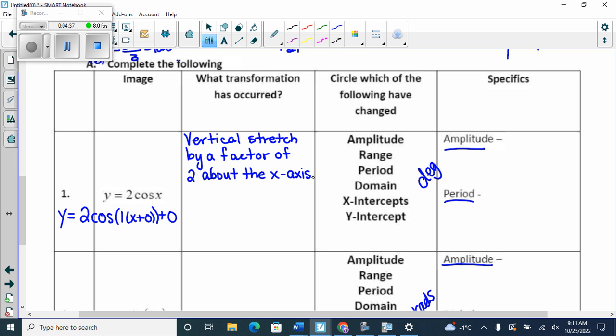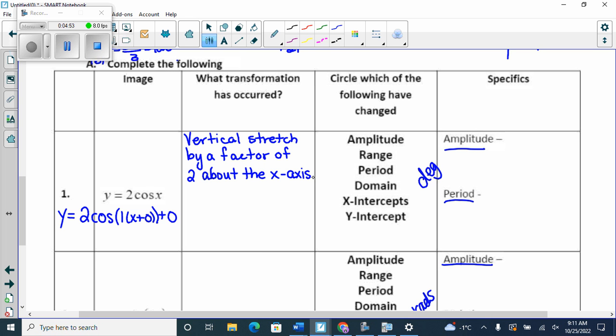Amplitude, range, period, domain, x-intercept, all of that stuff. Yeah? The amplitude, the range, and the y-intercept. Yes, the amplitude, the range, and the y-intercept. And the reason why is all those affect y's. We agree? So I'm taking my y-intercept from 0, 1.